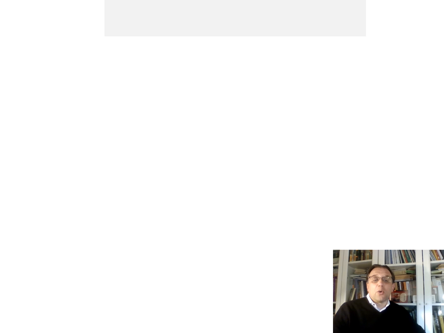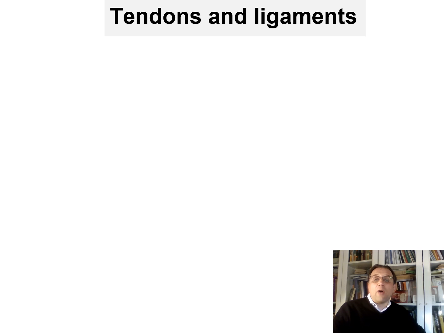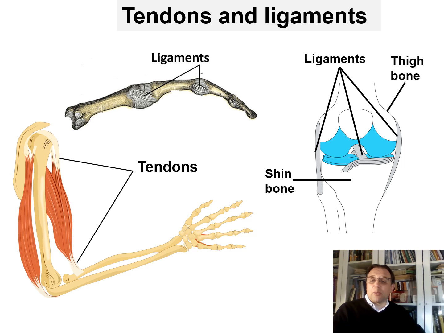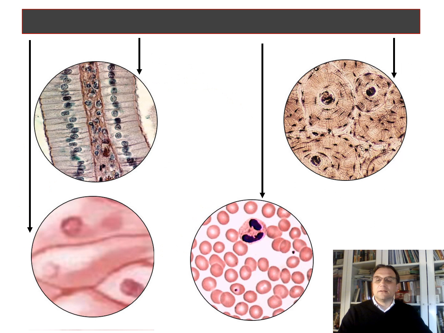Let's move on with another example of connective tissue, and that would be tendons and ligaments. Tendons bind muscle to bone, and the ligaments bind bone to bone. Please remember this. This is a very durable tissue, and this is what sticks in between your teeth when you eat meat.